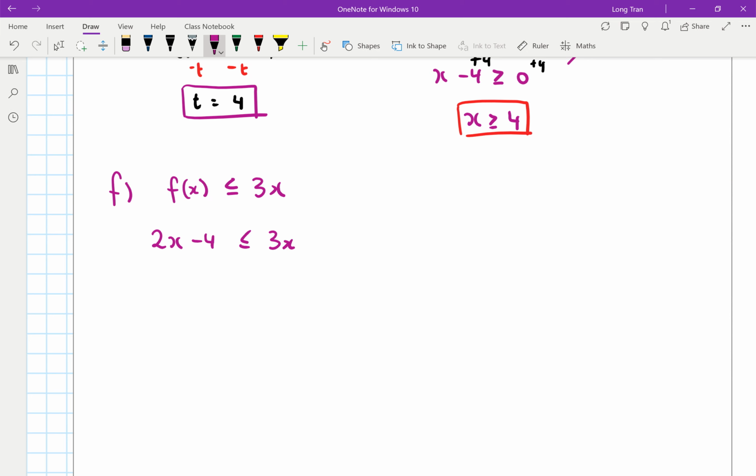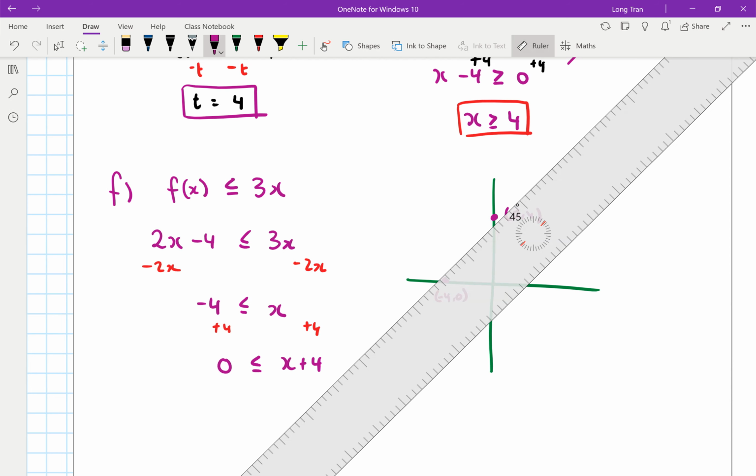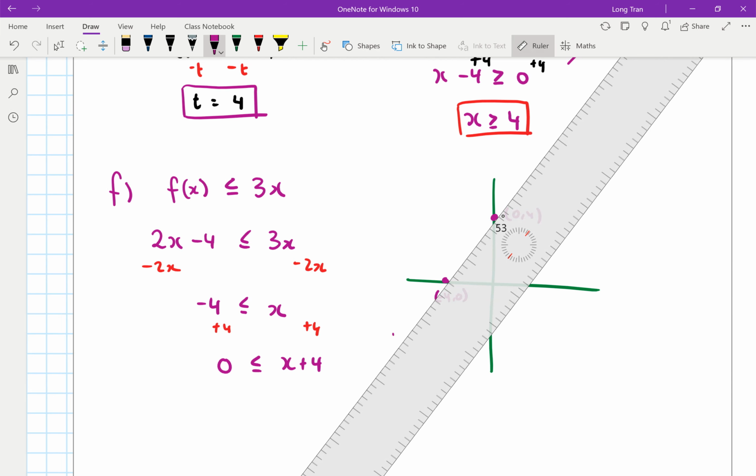Collect all the x's to one side to help you. So I would probably say minus 2x, minus 2x. And that gives you -4 is less than or equal to x. And then add 4 on both sides, and you'd get 0 less than or equal to x plus 4. And this is where I would sketch it. So I would normally do a rough sketch. This would imply that there's a y-intercept at 0, 4, and the x-intercept at -4, 0. Positive gradient. So this is what my graph looks like.